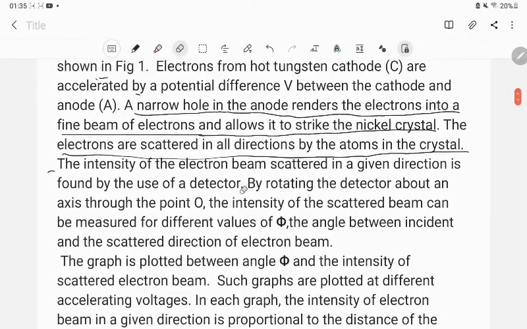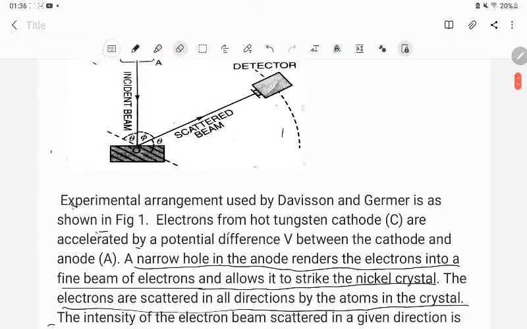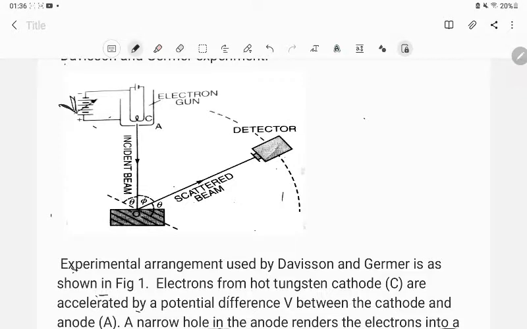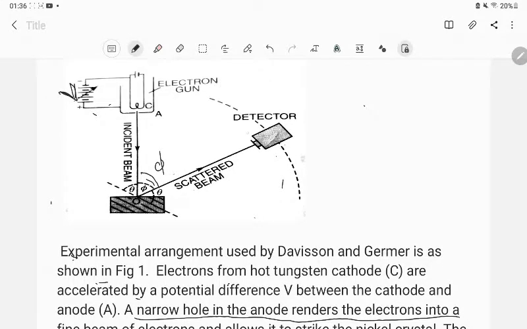Next, by rotating the detector about an axis through the point O, the intensity of the scattered beam can be measured for different values of phi. What is this phi? This phi is the angle between the incident and the scattered direction of the electron beam. We can measure how much electron is scattered in a particular direction if we can measure this angle phi, between these two lines.